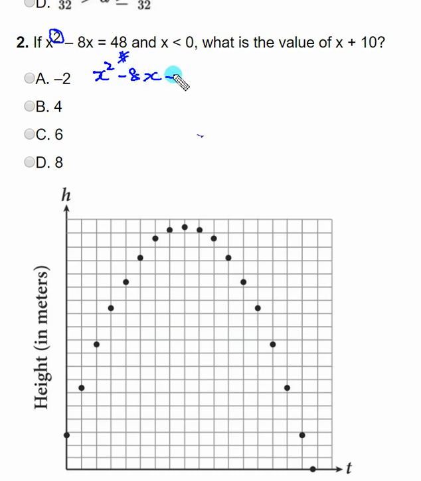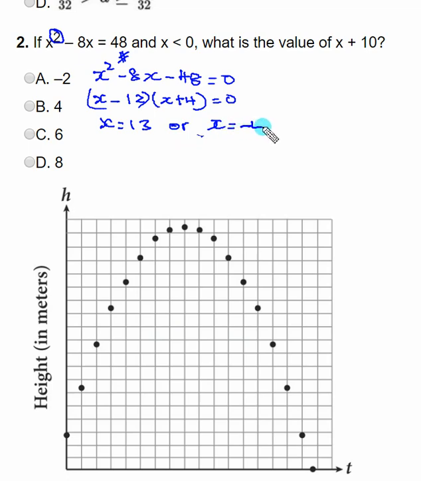So if this is the case, let's move the 48 to the left side of the equal sign. In order to find the value of x, let's factorize it. So x squared minus 8x minus 48 factorizes into x minus 12 and x plus 4. Now therefore you have two answers. One is x equal to 12, or the other one is x equal to minus 4.